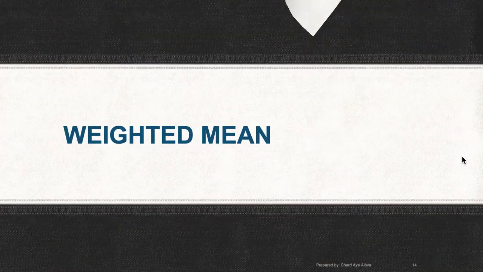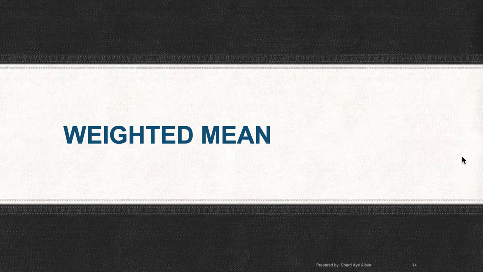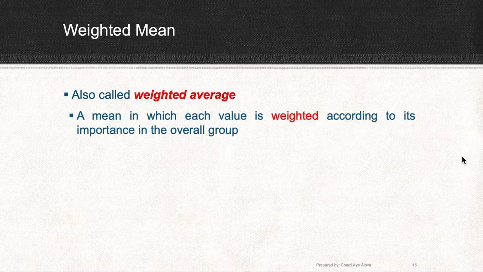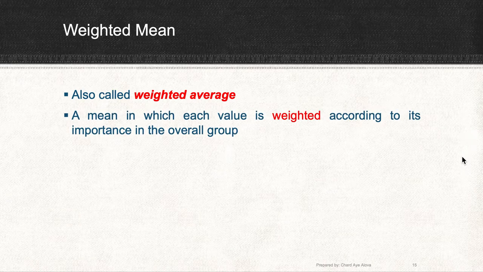For the weighted mean, this is another type of mean. The previous one is what you also call the arithmetic mean. For the weighted mean, it's similar actually. This is how you get your weighted average if you are talking about grades. It is a mean in which each value is weighted according to its importance to the data set. So the more important it is, the more weight it will have.